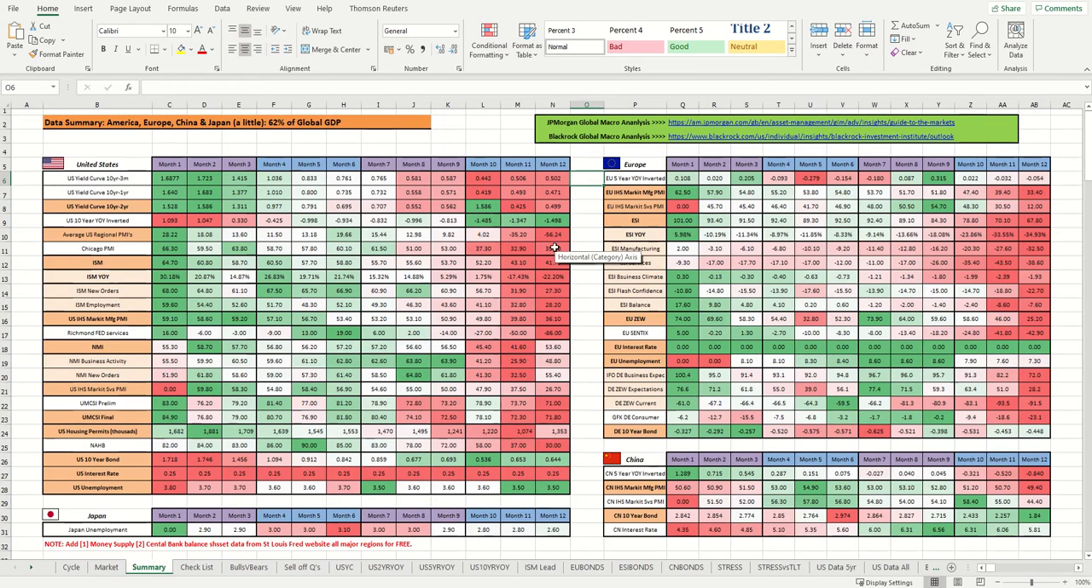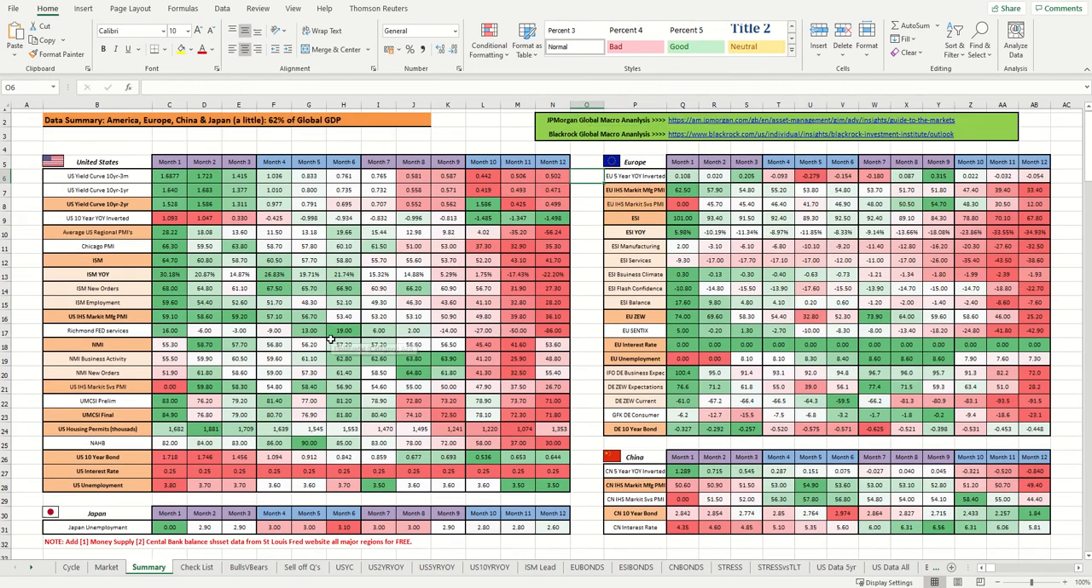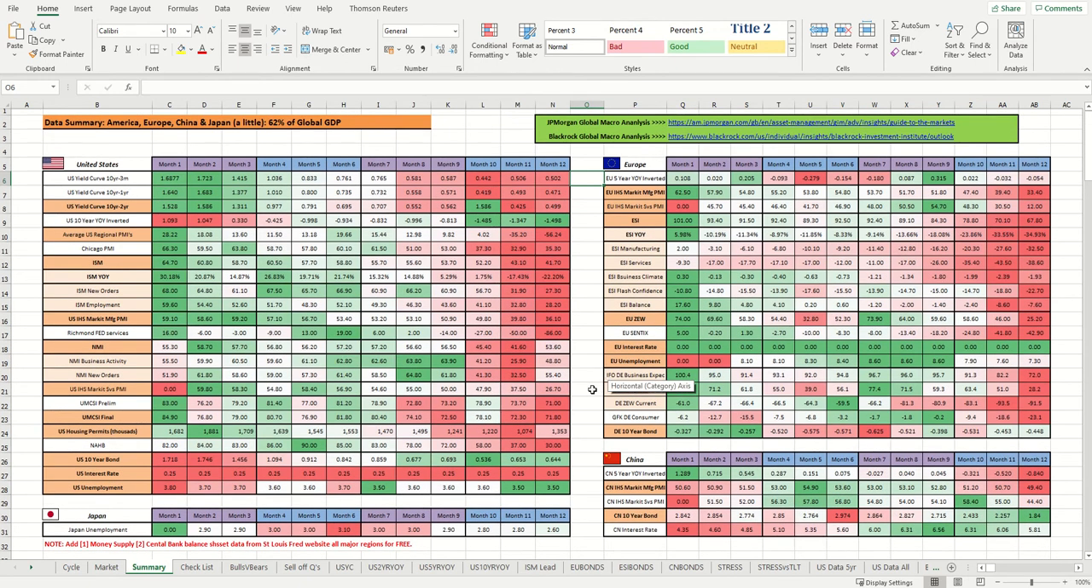The next sheet is a summary of all the different data points within the spreadsheet and how they've been looking over the last 12 months or so. And we'll be going over those different worksheets as we go through the video.